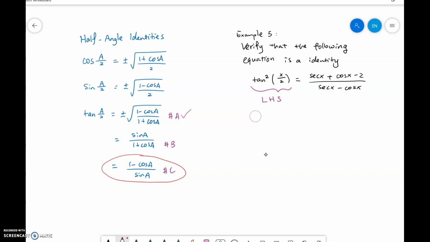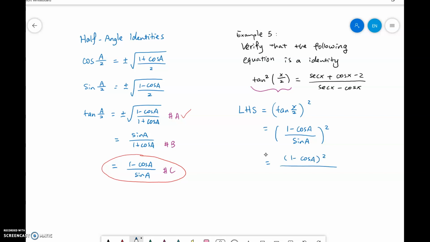Okay, so I'm going to use the blue pen to write my left-hand side. It goes to tangent of x over 2, quantity squared. I'm using the C one, which is 1 minus cosine of A over sine of A. Squaring the entire expression, I get 1 minus cosine of A, quantity squared, divided by sine squared of A.